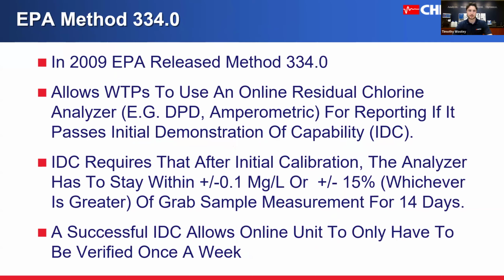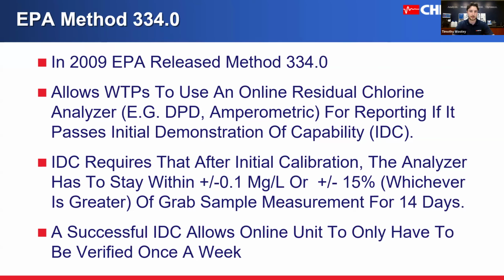A bit more in depth about this EPA method 334.0 that we discussed earlier. It came out in about 2009, I believe, and it was used to allow water treatment plants to use these online residual chlorine analyzers like DPD and amperometric probes for reporting if it can pass the IDC, which is the initial demonstration of capability.